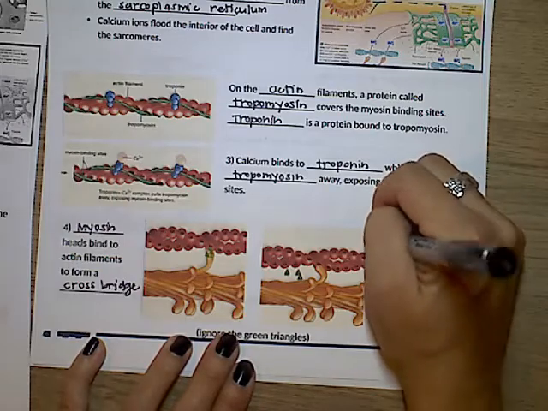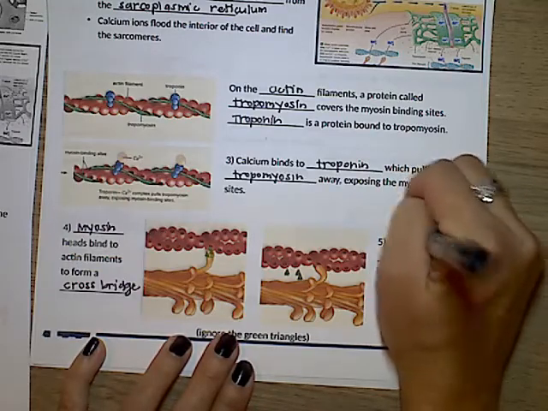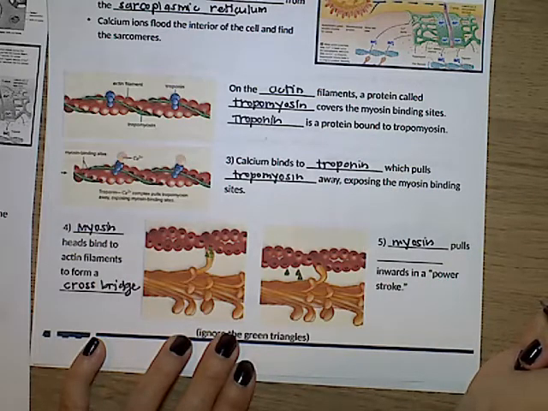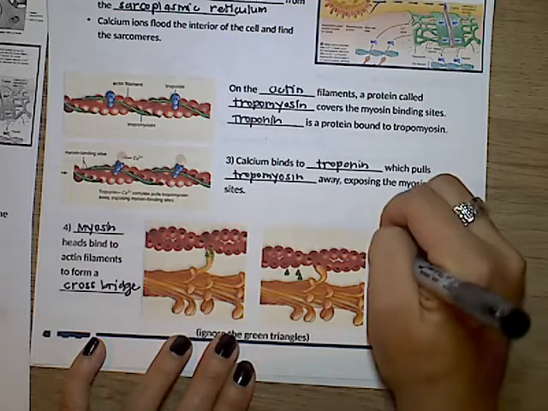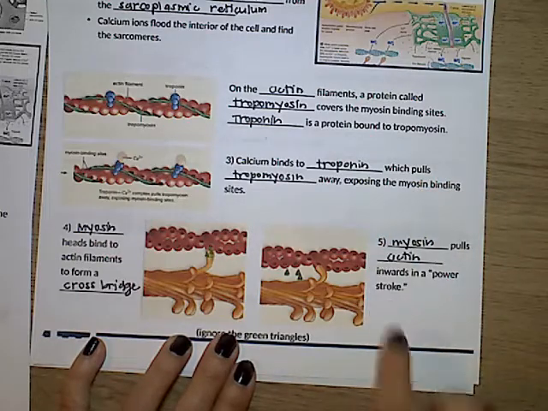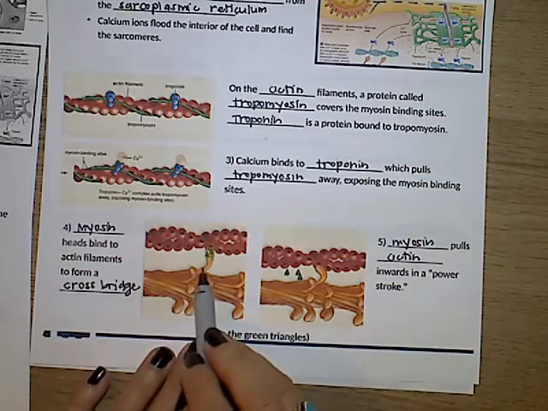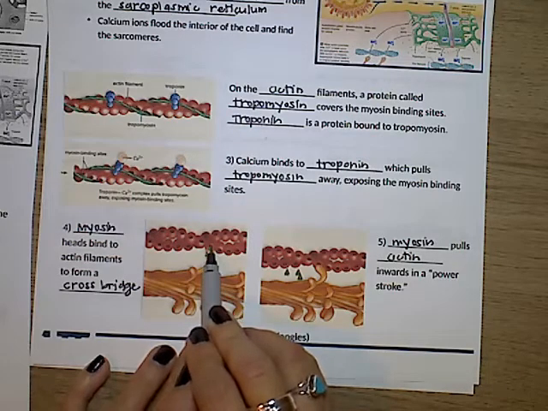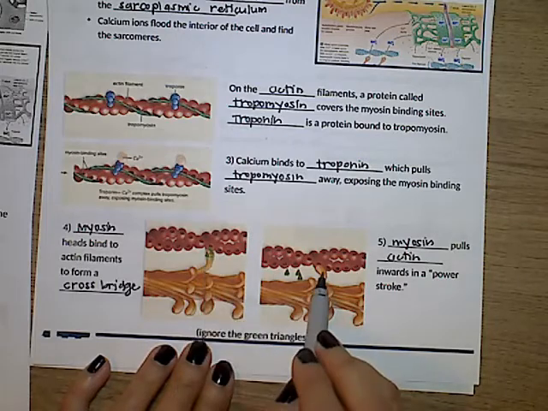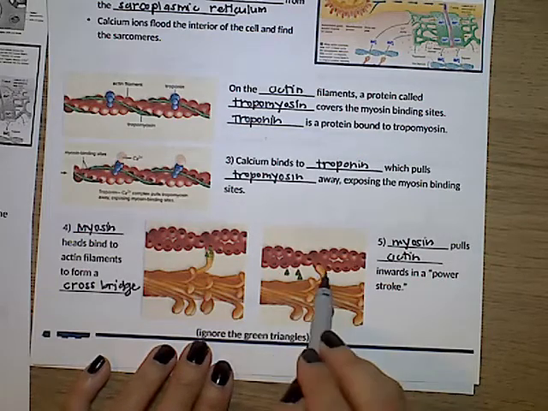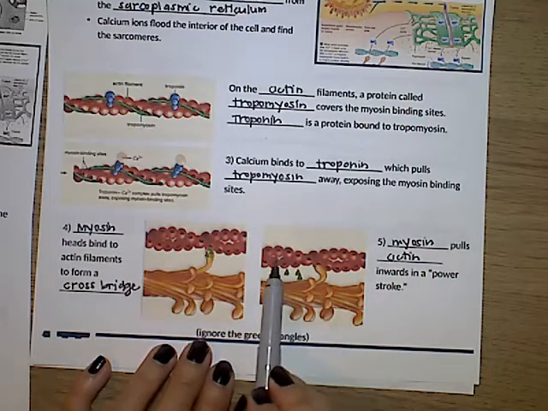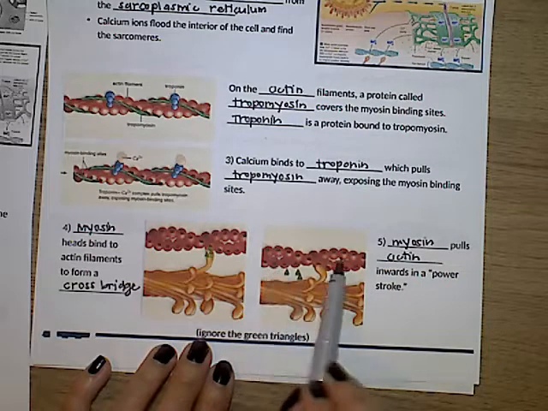Step 5, the myosin pulls the actin inwards in what we call a power stroke. So the myosin head binds to the actin, and it does this oar-like motion where it pushes back. We call it a power stroke, and it's going to pull the actin in this direction.